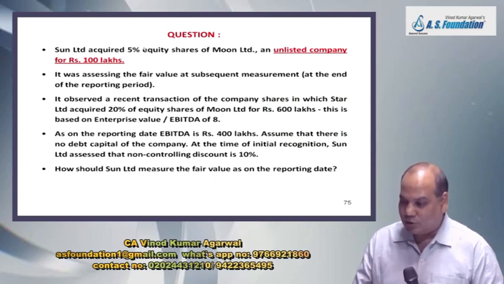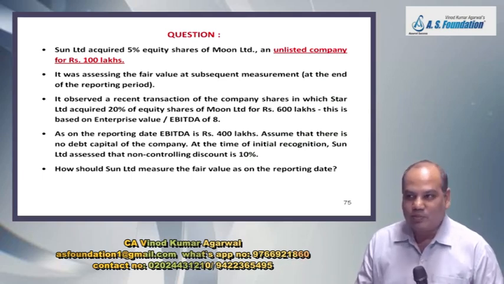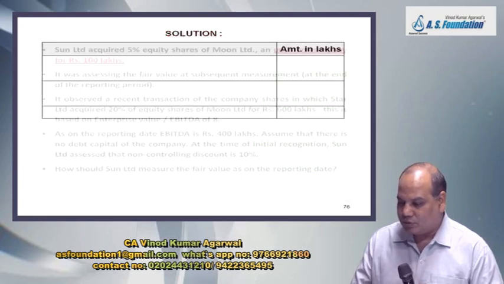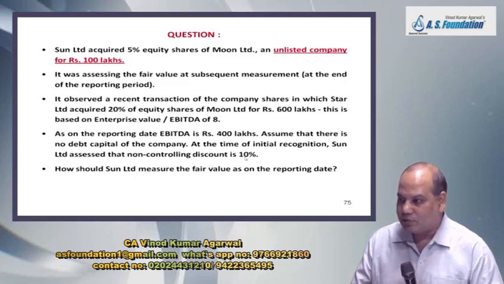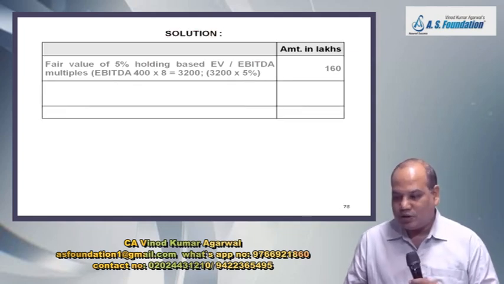But you are a non-controlling interest. So for non-controlling interest, the market will discount your value because then you are just a passive investor. You really can't make much impact on the company. So therefore, you have to give the effect of this also. The Sun Limited assesses that the non-controlling discount is 10%. Hence, your answer will be further reduced by 10%. How should Sun Limited measure the fair value as on the reporting date?